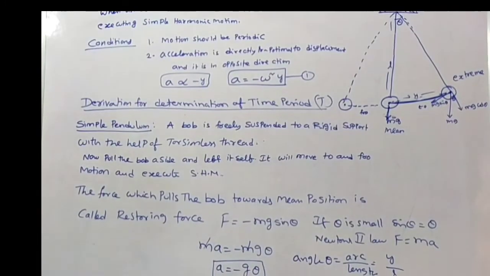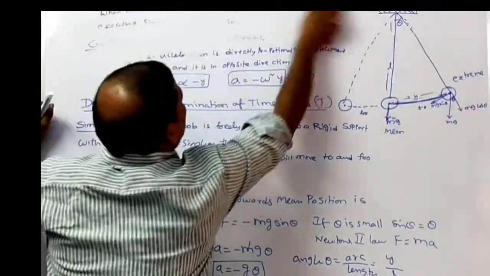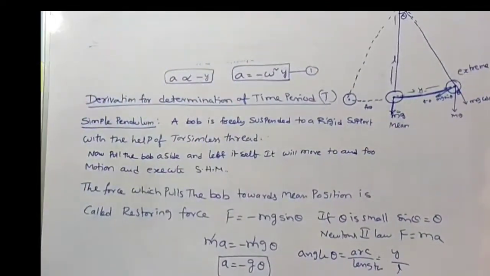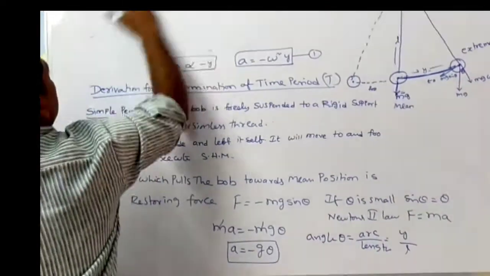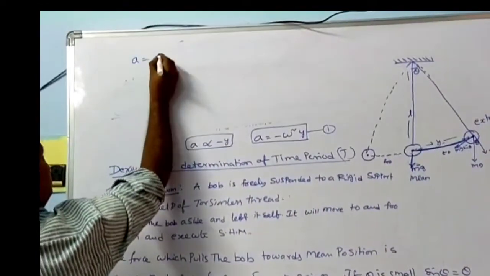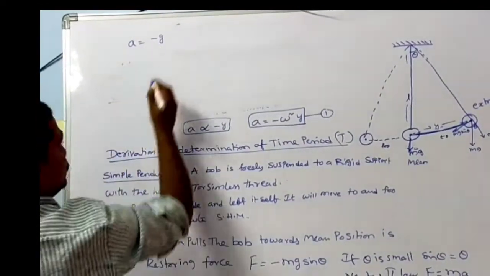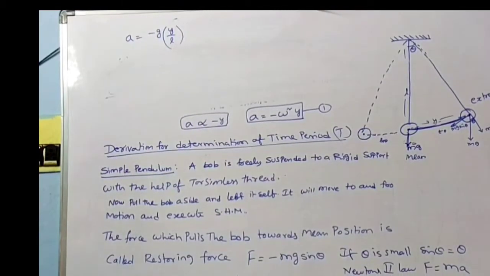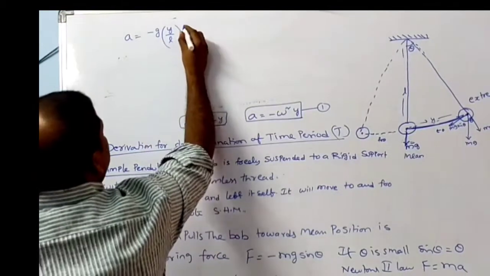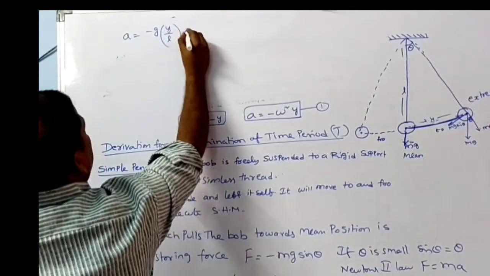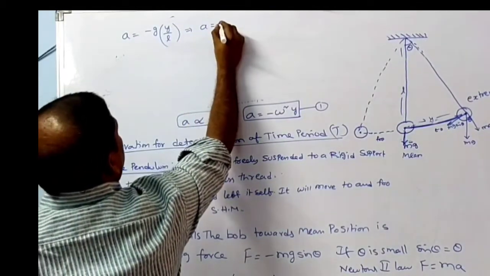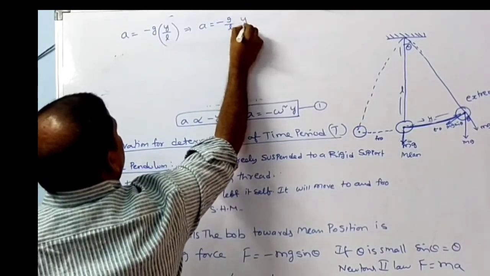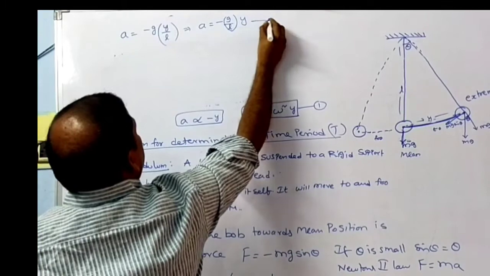Now I am rubbing this. Keep this one as equation 1. Now substituting the values, what will you get? A is equal to minus G into y over L. Let it be. Some more you can simplify this: A is equal to minus G by L into y. Let it be equation number 2.